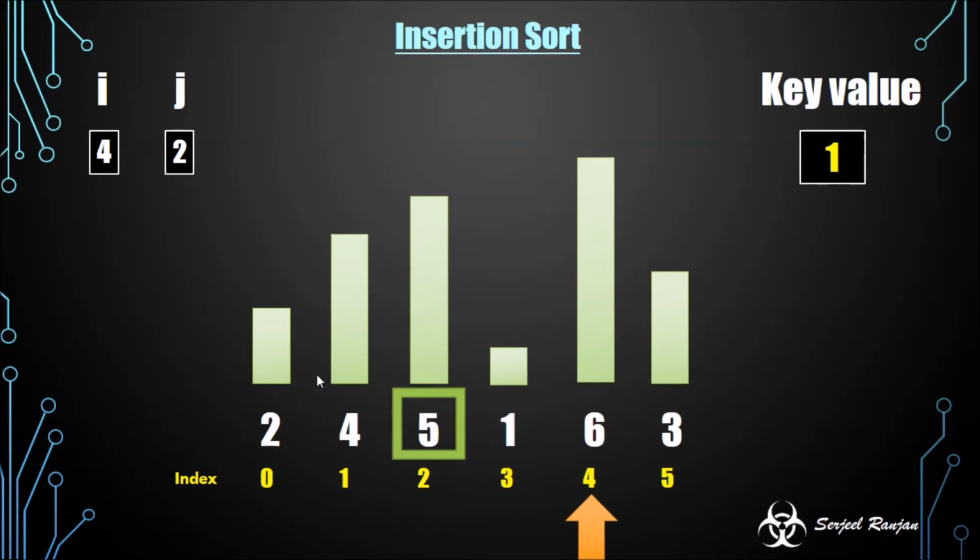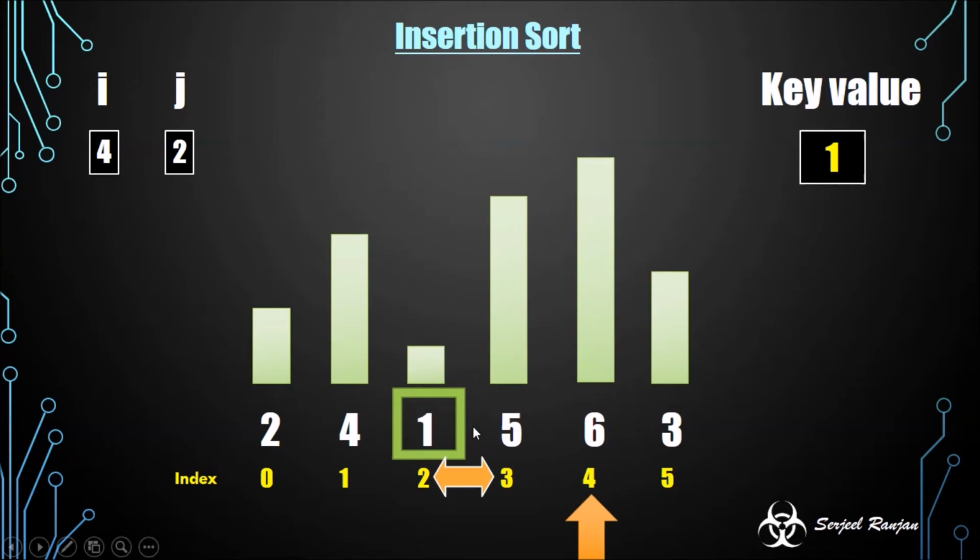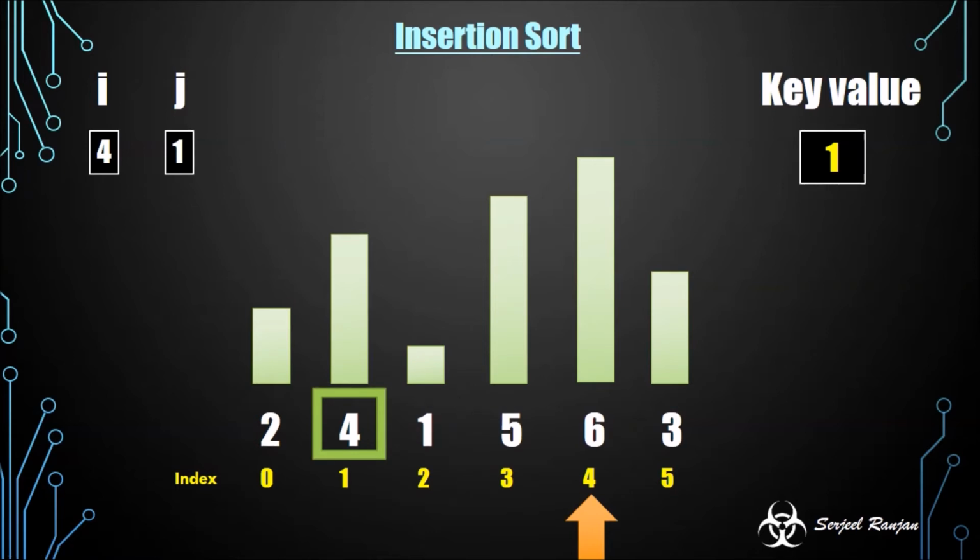Okay, so now our j is pointing to 2, so our current number is 5, and we have to compare this 5 to the key value. Since the box value is greater than the key value, these two adjacent values need to swap. So swapping is done here. The box should move one more step backward. Okay, so the box is now on the 1 index pointing to value 4.